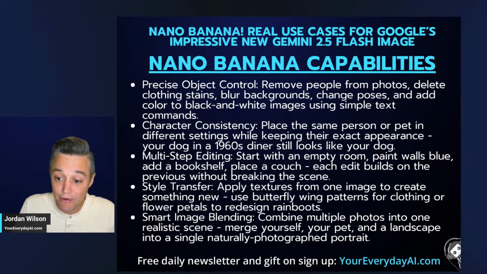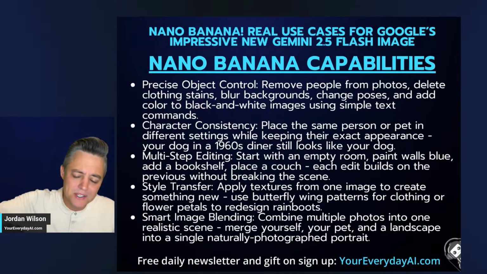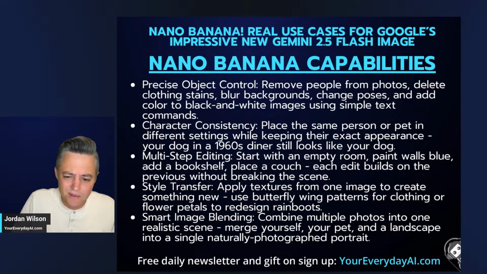Some other things aside from character consistency: multi-step editing, so you can start with an empty room, then paint the walls blue, add a bookshelf, place a couch, etc. Great for interior and exterior design, scene setting, etc. Style transfer, so you can apply textures from one image to create something new. As an example, you could use a butterfly wing pattern for clothing, or flower petals to redesign rain boots. If you have a photo of yourself and you wonder what you would look like in these kinds of shorts or this kind of top, well, you can do that.